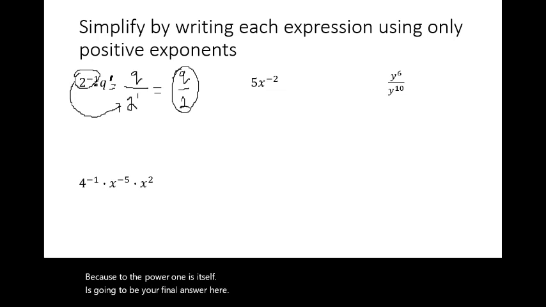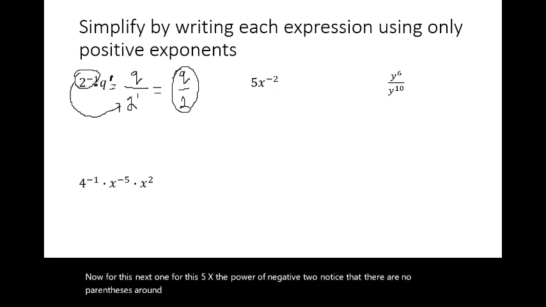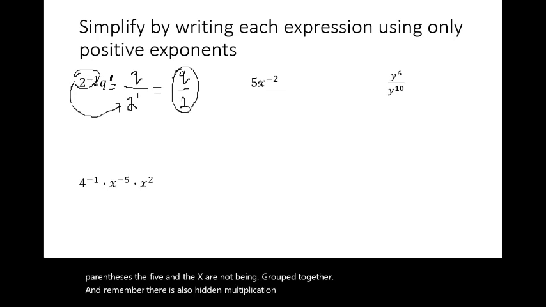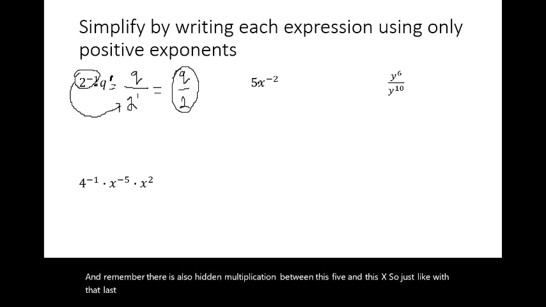Now for this next one, for this 5x to the power of negative 2, notice that there are no parentheses around the 5 and the x, and that is actually extremely important. Because without parentheses, the 5 and the x are not being grouped together. And remember, there is also hidden multiplication between this 5 and this x. So just like with that last one, exponents always come before multiplication.